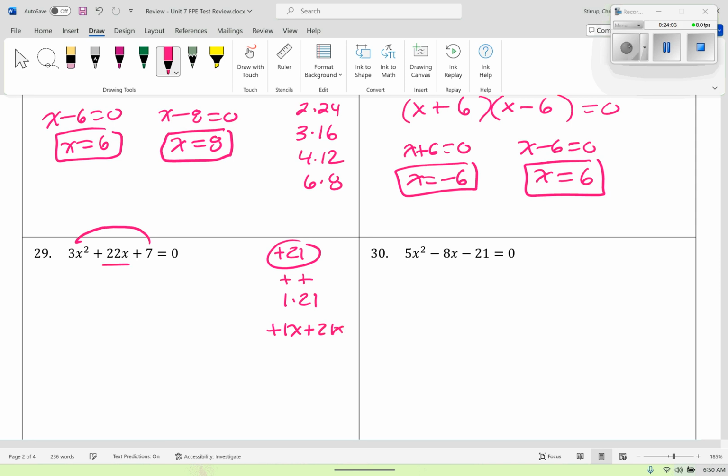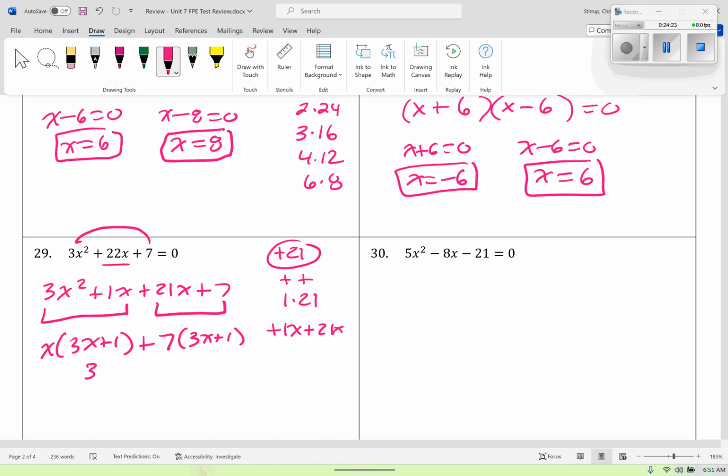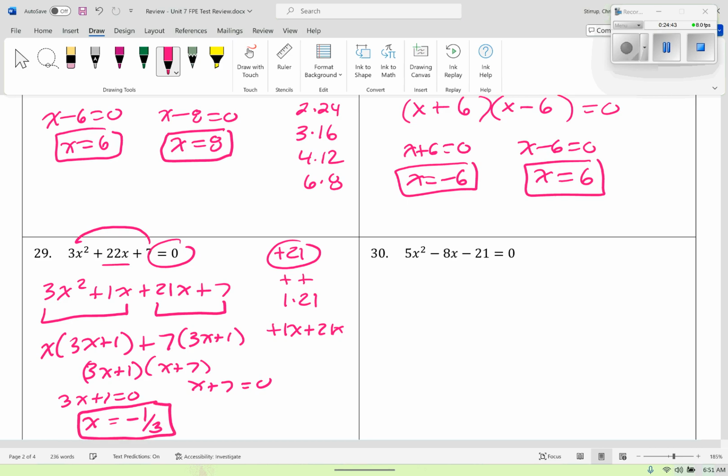And we're going to replace the 22 with that. So I get 3x squared plus 1x plus 21x plus 7. I have an x in common between those two. Plus sign comes down. I can factor 7 out of both of those. So I get 3x plus 1 and x plus 7. But wait, it's equal to 0, so I have to set each of those equal to 0 to solve it. So on this one, I'm going to subtract 1 and then divide by 3. So I get negative 1/3 for one answer. I'm going to subtract 7 on this one.